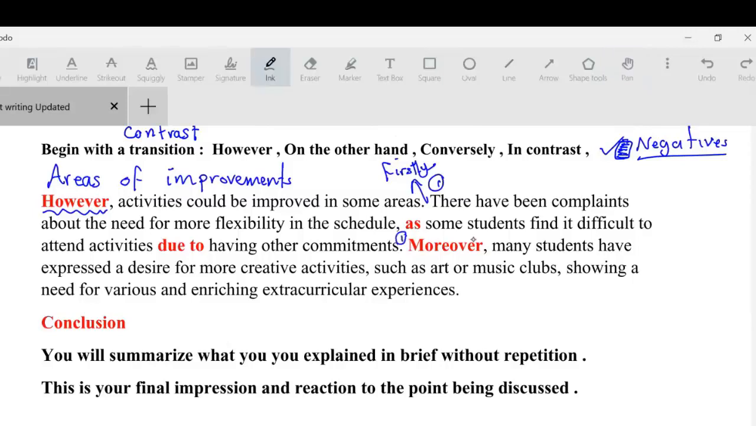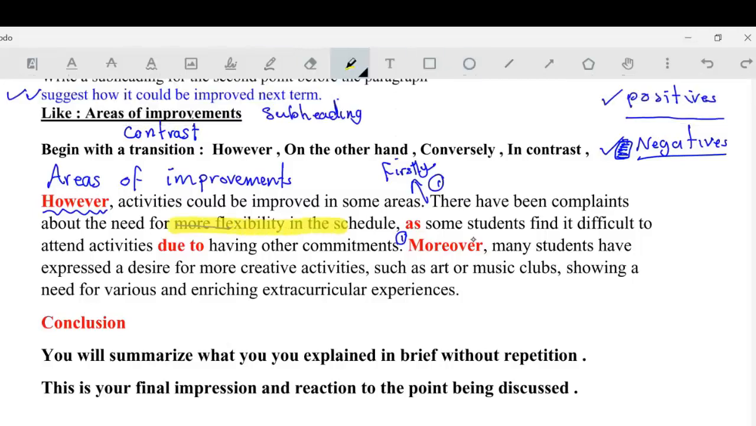So where is the first problem? The idea of complaints about flexibility. This was the first point: students need more flexibility in the schedule. Okay? Then he supported the point. He explained. He added more detail about it before I started a new point, by saying some students find it difficult to attend activities due to having other commitments.